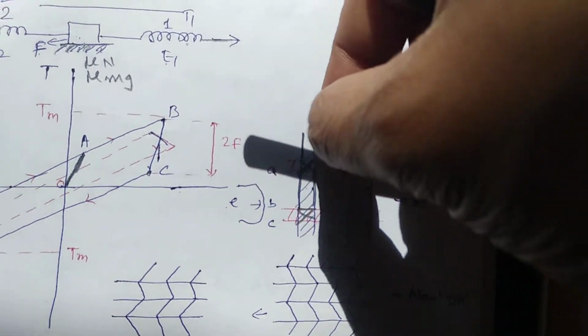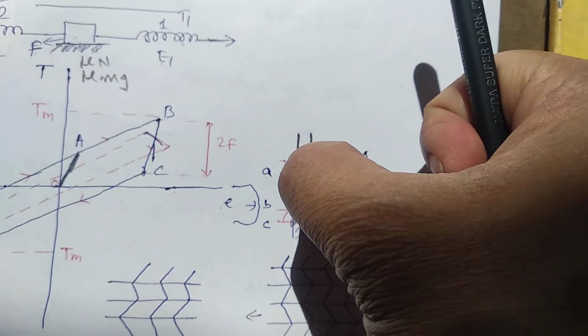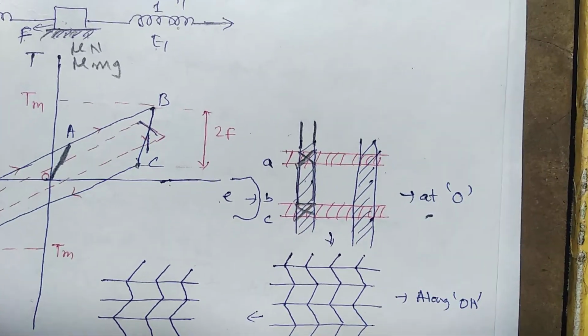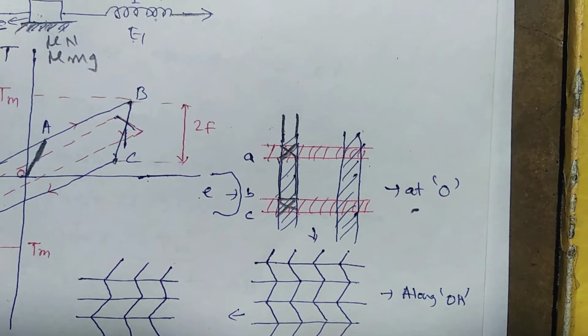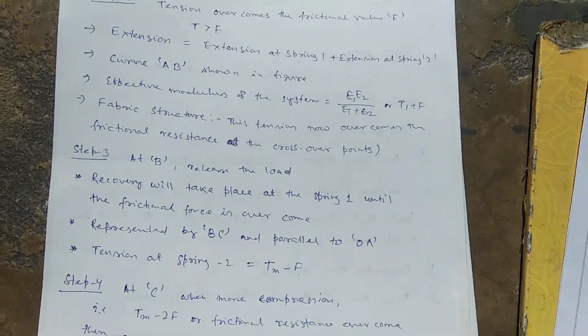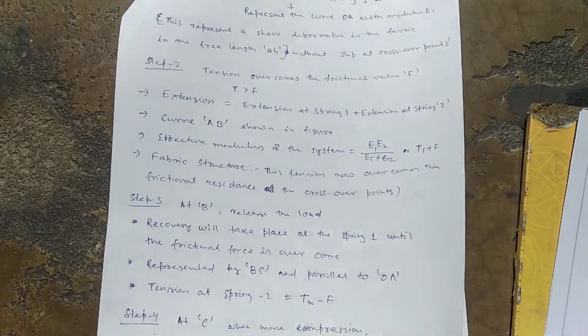So if I just pull this here, what will happen? It will extend, and if the frictional force is overcome, then spring 2 will be allowed to extend, right? So this is the analogous model, and the explanations are written here. You can read what will happen. Thank you.